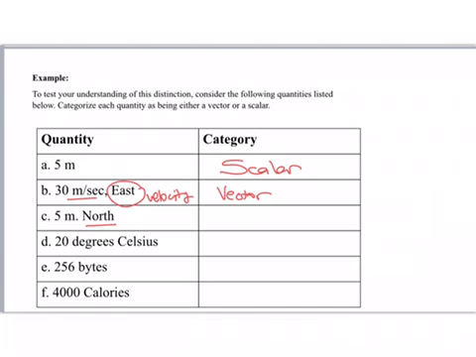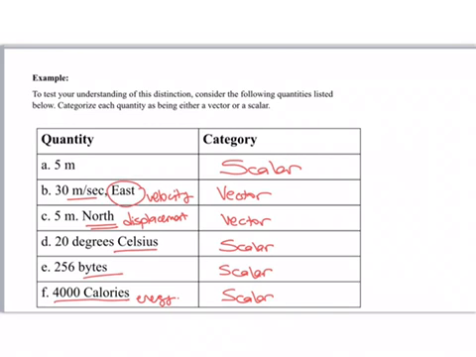5 meters north, this has a direction also, so this is a displacement vector, which is a vector quantity. 30 degrees Celsius, this is the temperature. Temperature is a scalar quantity because there is no direction. 256 bytes, it also has no direction, so scalar quantity. 4,000 calories, the energy unit, it has again no direction, so scalar quantity.